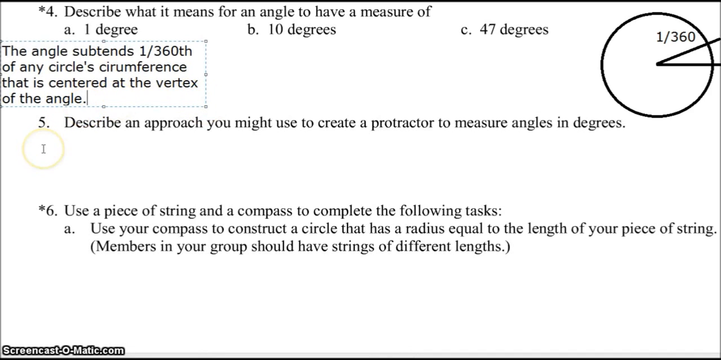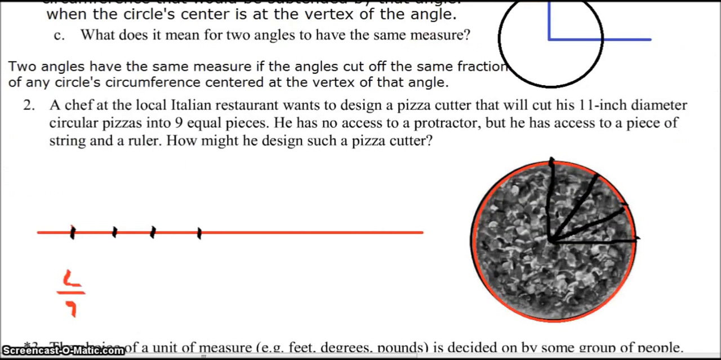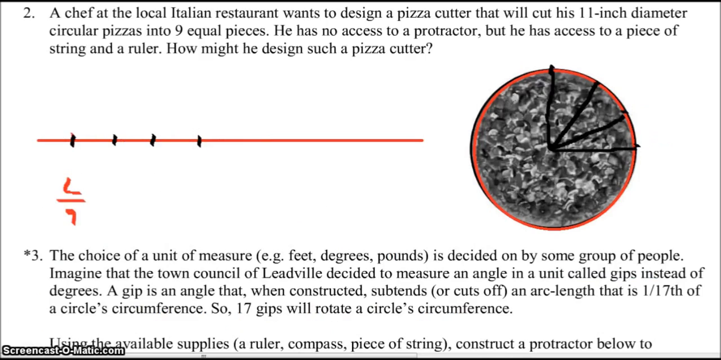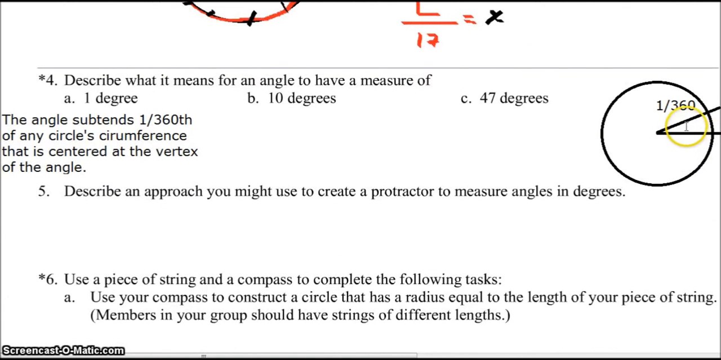Just like a gip was 1/17, the 1 degree angle is 1/360th. And when I say 1/360th, I mean that the angle subtends 1/360th of the circumference, meaning that it's opposite to that part of the circumference. So if there's 1 degree here, then this part of the circumference is 1/360th of the entire circumference. Same sort of thing for these other ones.